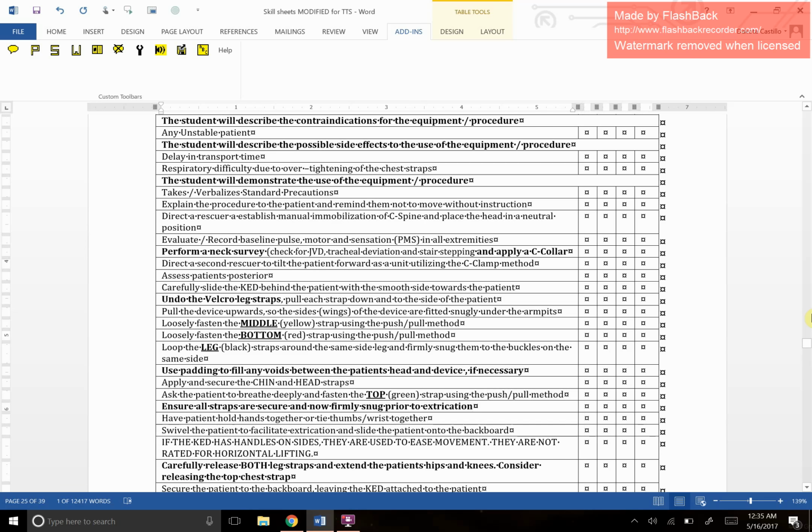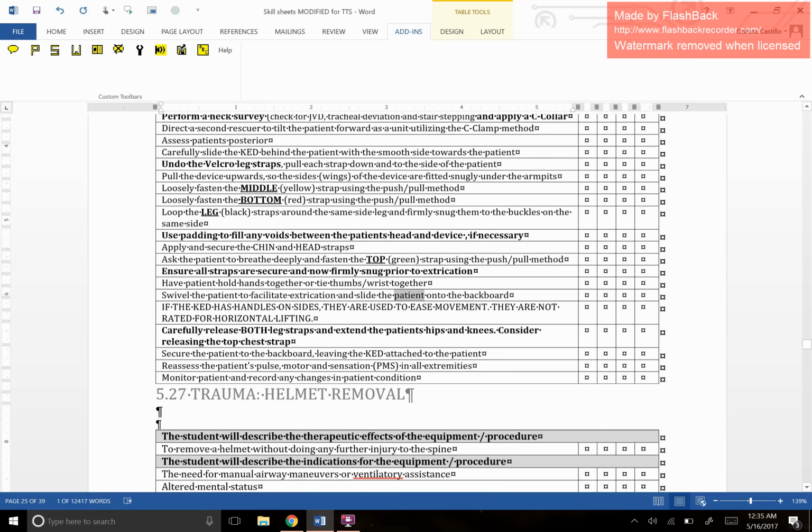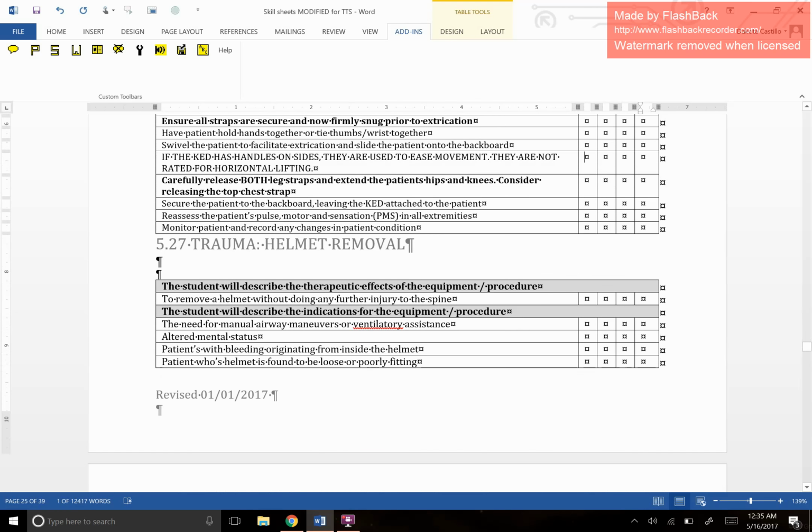Swivel the patient to facilitate extrication and slide the patient onto the backboard. If the KED has handles on sides, they are used to ease movement. They are not rated for horizontal lifting.